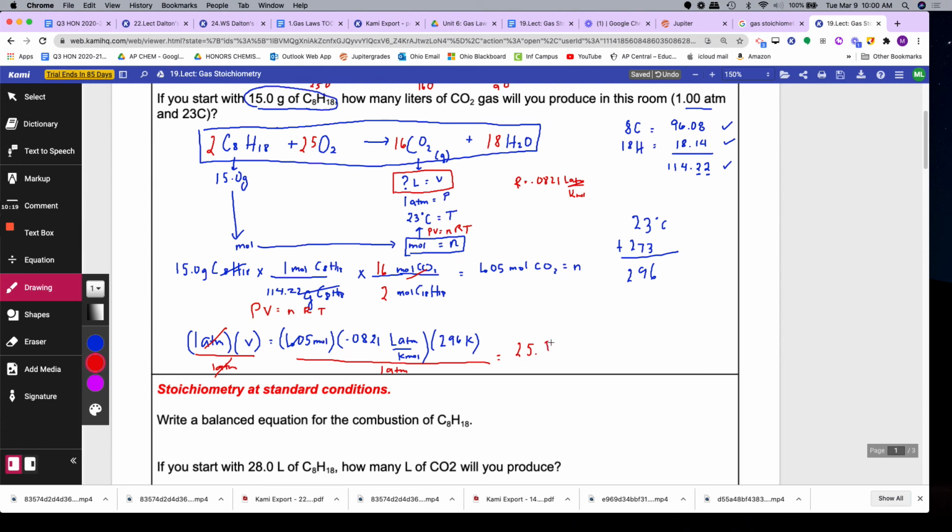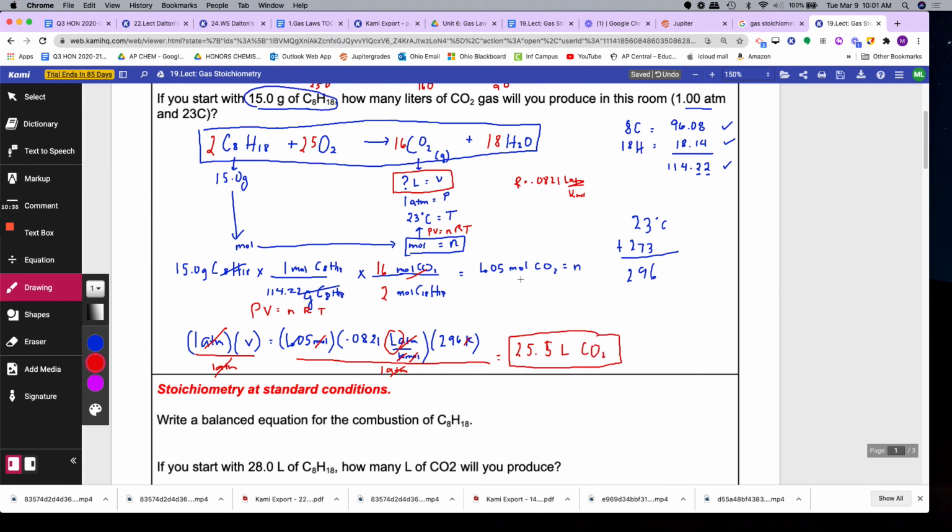Okay, same thing. Now the units. So I have moles canceling, K's cancel, atm cancel. So now I have liters, and this is the liters of CO2. And this is your final answer.